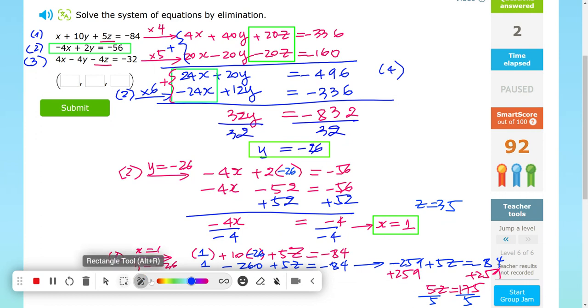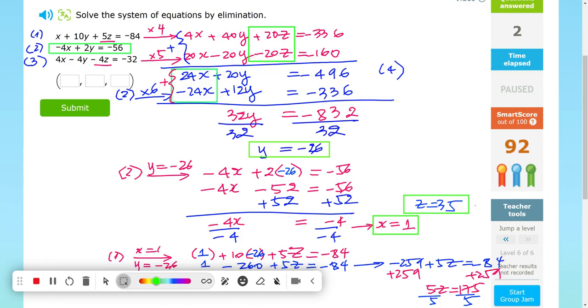Here we go. I'm going to use my calculator to test my answer. I got x, which is number 1, plus 10 times y, y is negative 26, and then plus 5 times z, z is 35. Hold on, this is multiply. Here we go. It comes out negative 84. I'm correct.